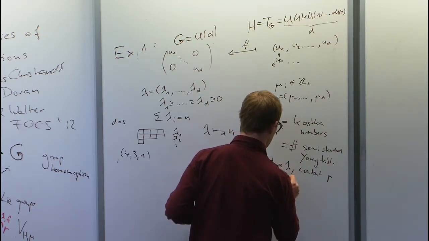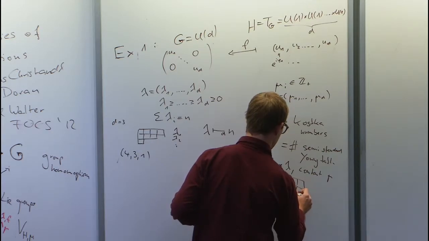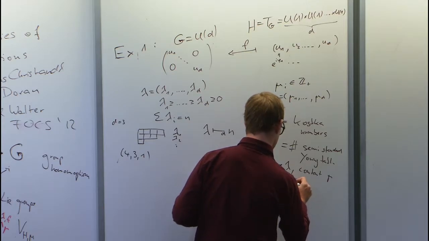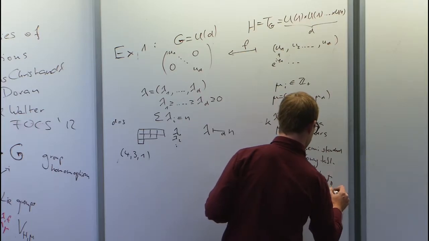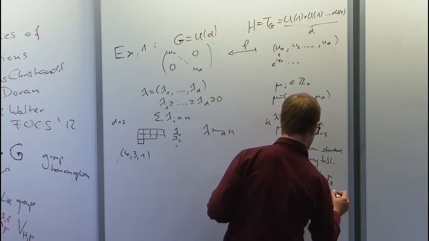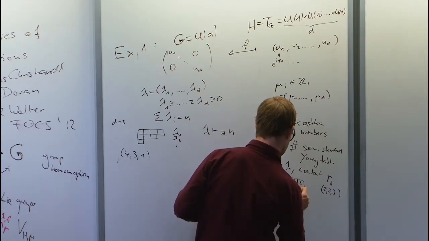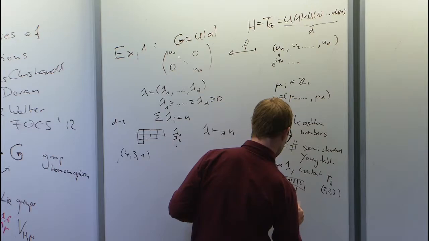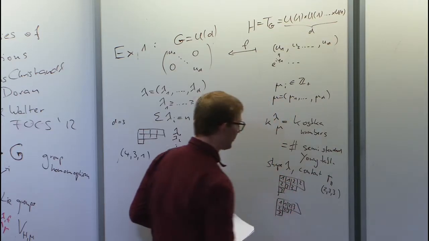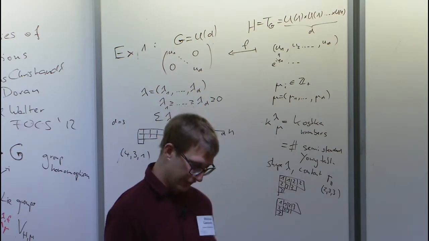This means that if I take my example from before, then I could, for instance, have the following one. If I take as content 2, 3, 3, then I can see, for instance, here, I could have this diagram, or I can put the guys like that. And then I get 2 possibilities. So the Kostka coefficient in this case is 2.